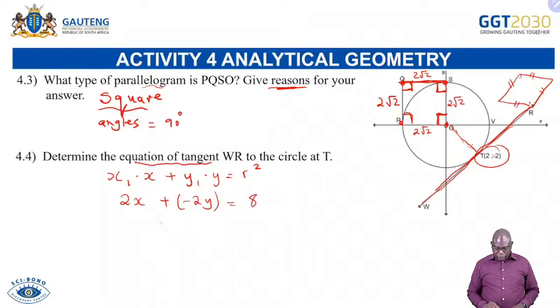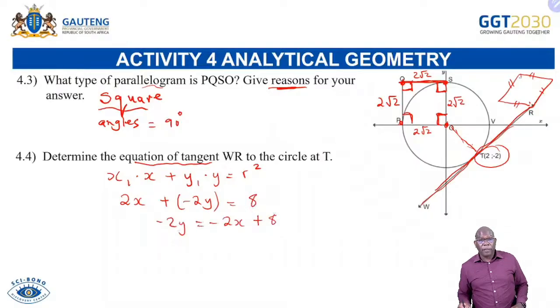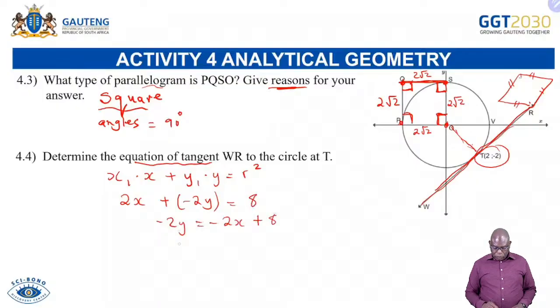Then we're going to have minus 2y equals negative 2x plus 8. Then I need the value of y, so I can divide throughout by negative 2. So I'll have x, then this is minus 2y, so I'm going to divide by negative 2.